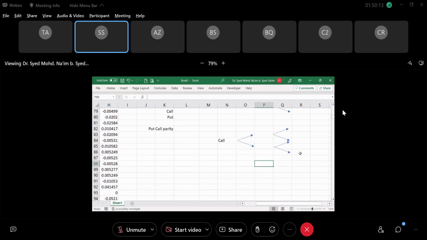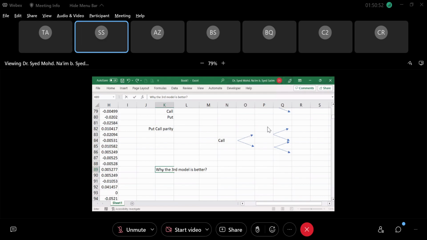Which model offers the highest price for the option? And then I want you to also explain why you think the last model is better than the two previous models. Okay, why the third model is better.